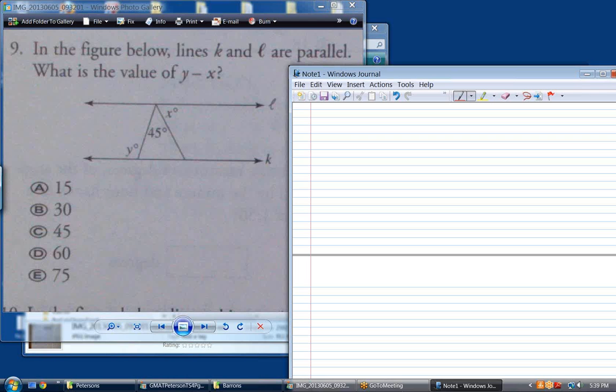Okay, so in the figure below, lines K and L are parallel. What is the value of y minus x? Which is what these arrows mean, that they're parallel.